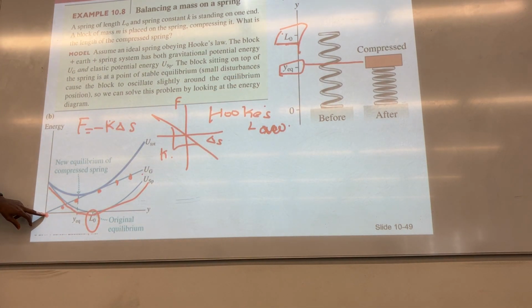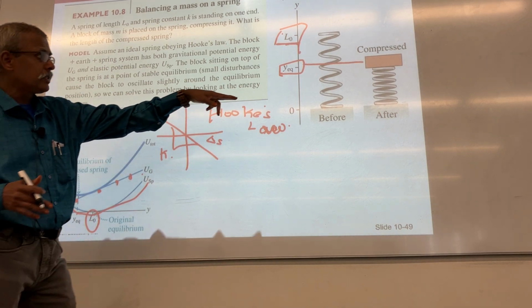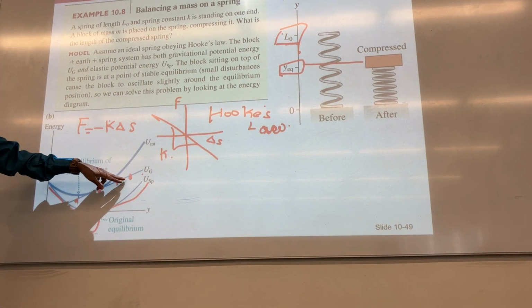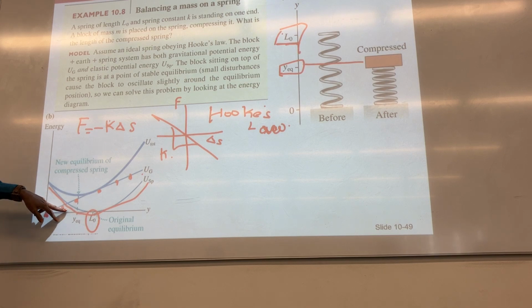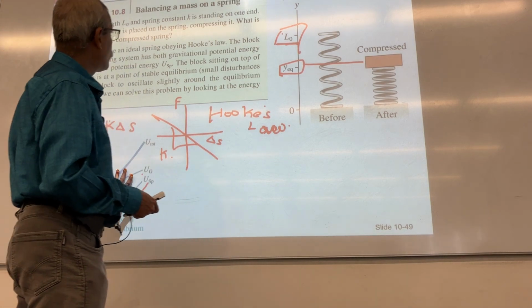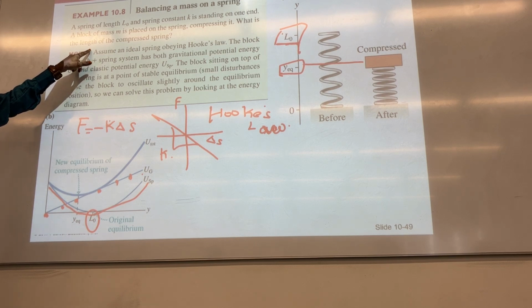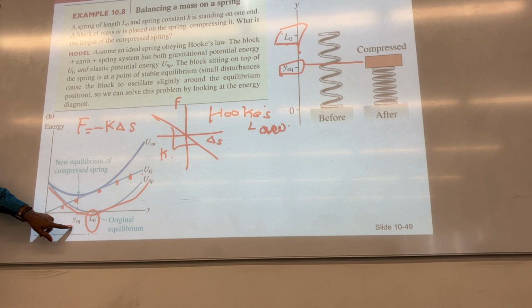All my energy is kinetic, and that's about the block, not about the spring. So when you are putting this, the height changes, so you will get the yg, but that's not a matter here. What matters is the length of the compressed spring. That means you need to find the y equilibrium.